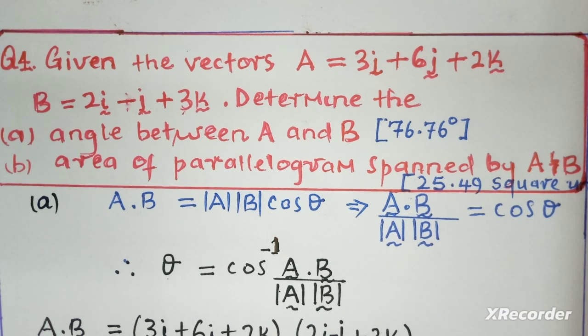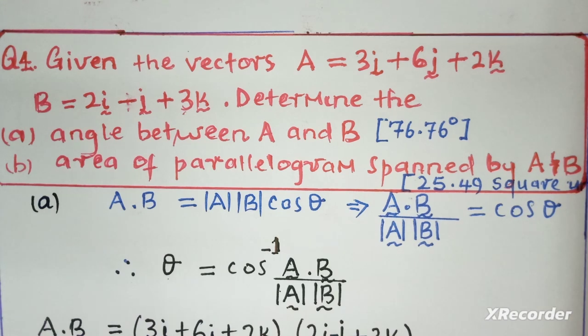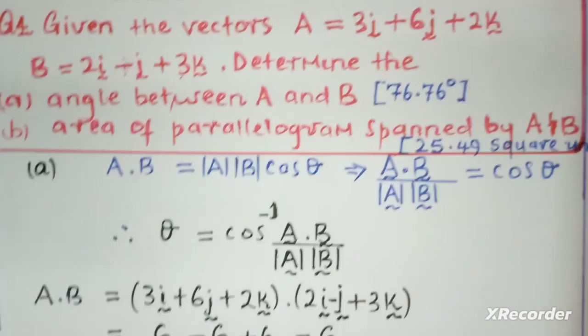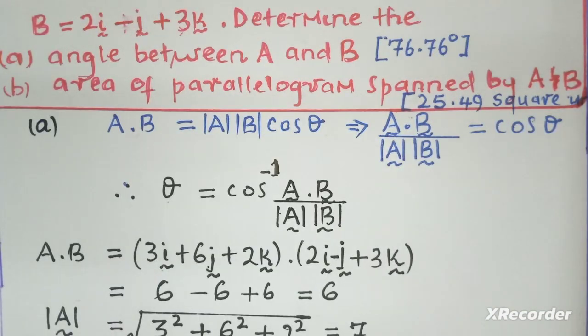So for A dot B, you just multiply, for example, 3I multiplied by 2I, that one you get 6. Then you come here, 6J multiplied by minus 1, you get minus 6. 2K multiplied by 3K. What you are multiplying is the coefficient, not the I and J, but the coefficient. 2 times 3, you get 6. So when we add that, guys, that is what we are getting as our dot product. That is supposed to be 6. That is our dot product.